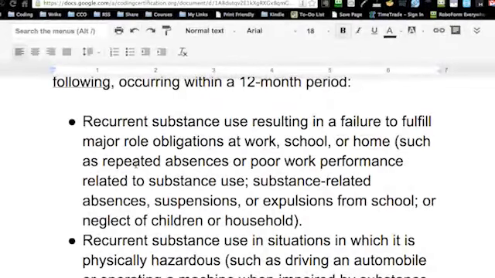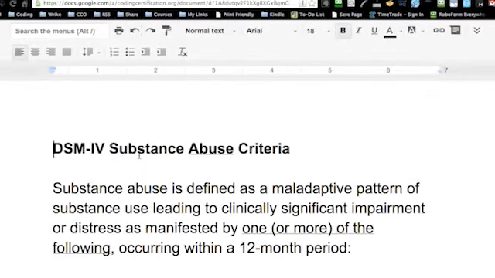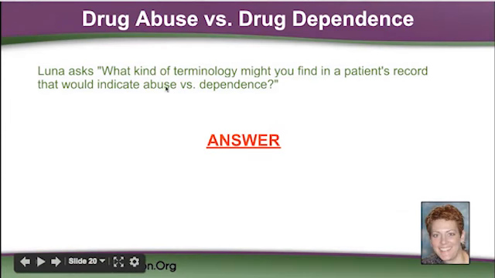Okay, so this will be on the answer sheet, but again, if you just Google substance abuse versus dependence, you will find pages like this. And again, coding-wise, we really want the physician to tell us, is it drug abuse or drug dependence.